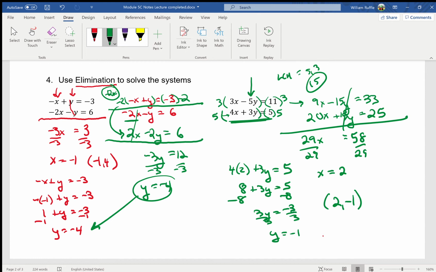Okay. I expect lots of questions on the elimination and substitution method. I think this makes this section extremely hard. So please, please, please come to class with lots of questions.